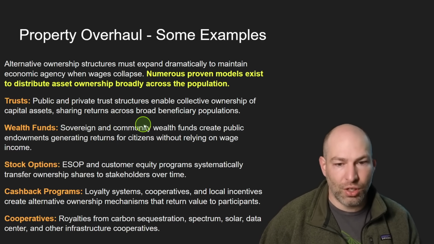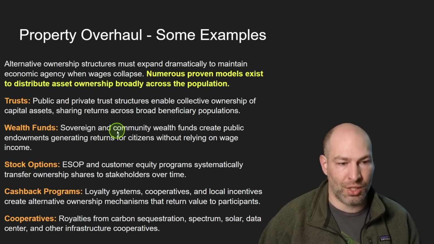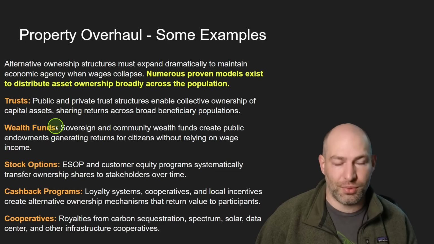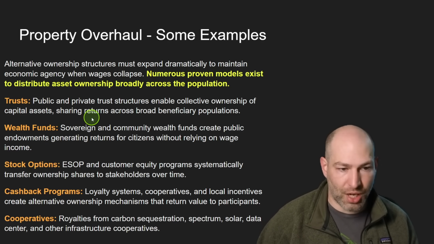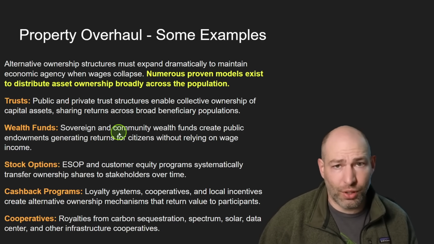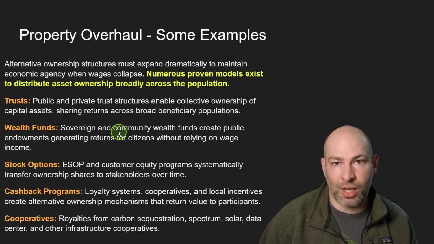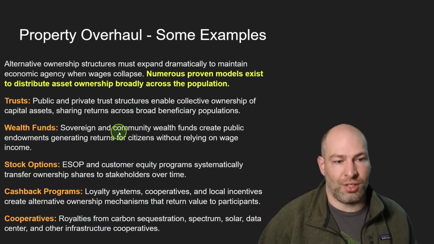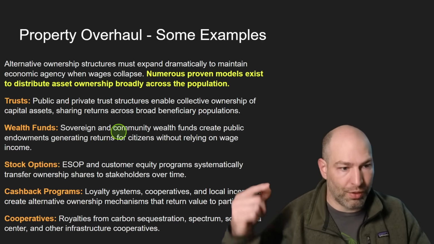So sovereign and community wealth funds create public endowments generating returns for citizens without relying on wage income. These also exist. There's actually a proposal right now of creating a national sovereign wealth fund here in America. I don't know if it's going to get created, but I think the number that they were floating was something like $5 trillion, which sounds like a lot, but that's only going to generate a few $100s to a few $1,000s per citizen per year. But it's a start and it can grow over time.